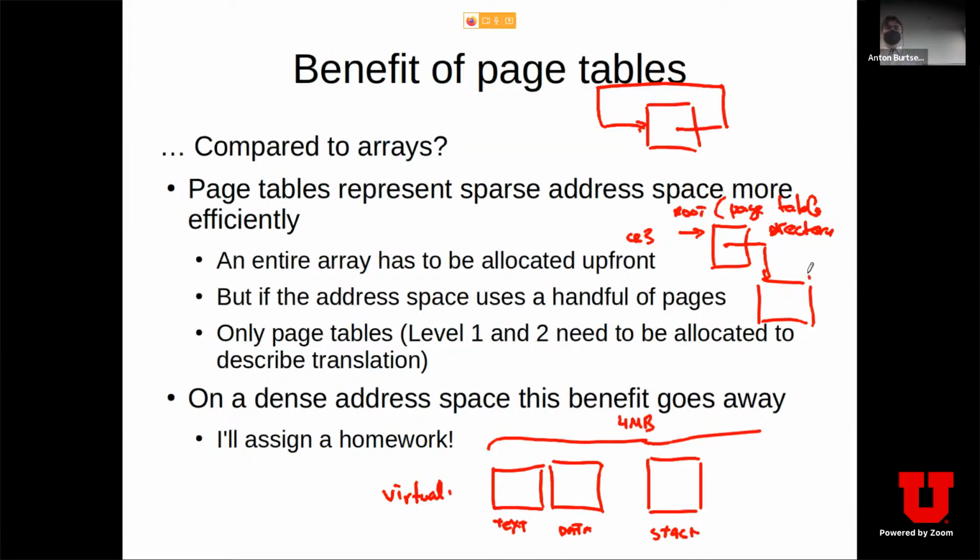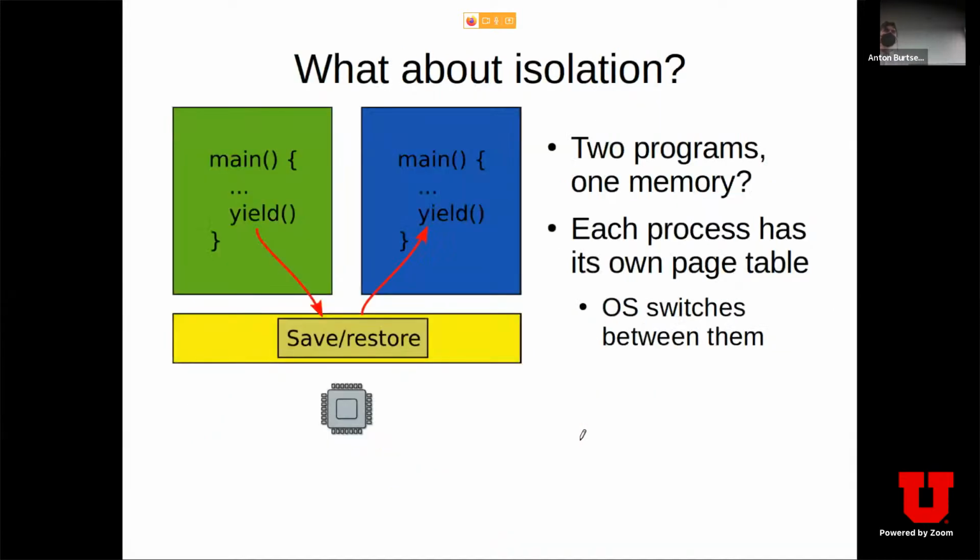Because one of these leaves has 1024 entries, right? So one entry controls 4 kilobytes. So 1024 times 4 kilobytes is 4 megabytes. So one leaf can translate consecutive addresses of 4 megabytes, right? So that's okay, you got the point.